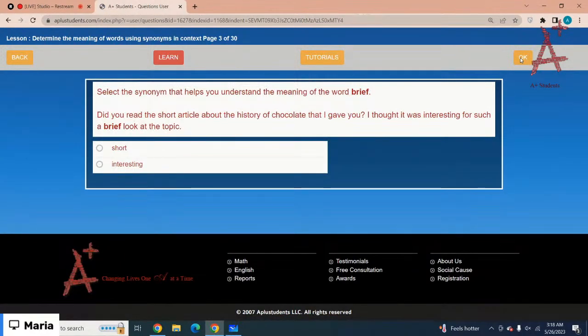Did you read the short article about the history of chocolate that I gave you? I thought it was interesting for such a brief look at the topic. So, what does the word brief mean? Yes, the word brief means short. You can understand from the synonym that would be short. Brief and short are synonyms.